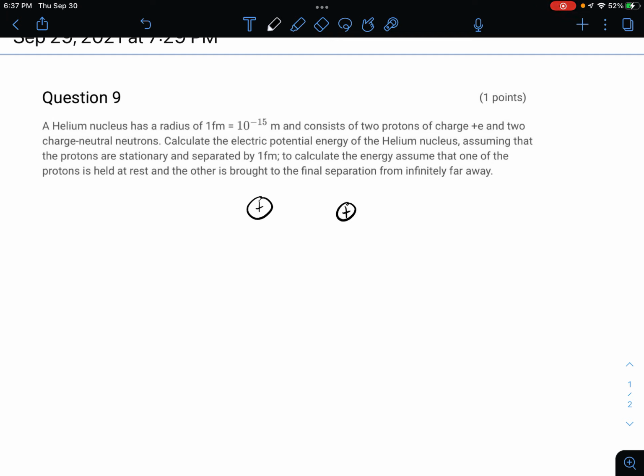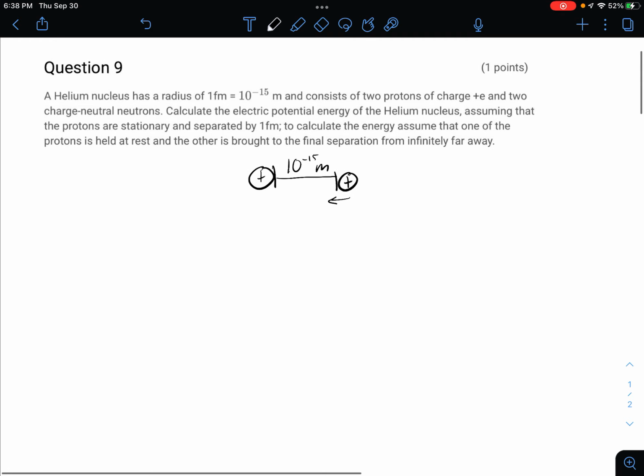Then we're going to add in the second proton that's going to be moving in from infinity, and that's going to be separated by a distance given up here. It's 10 to the negative 15 meters. Again, we're keeping everything in meters to keep our consistent units.